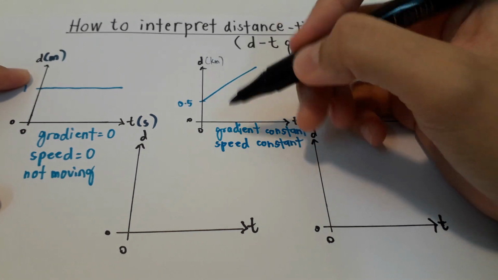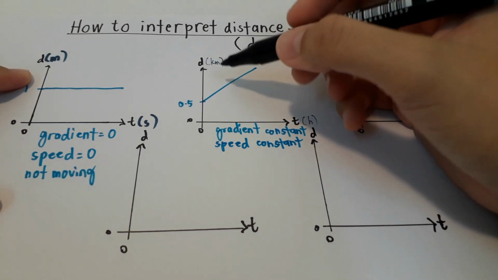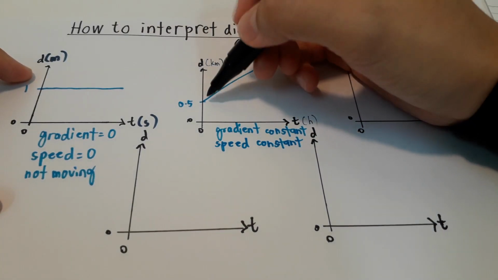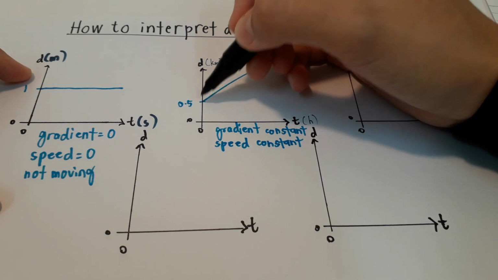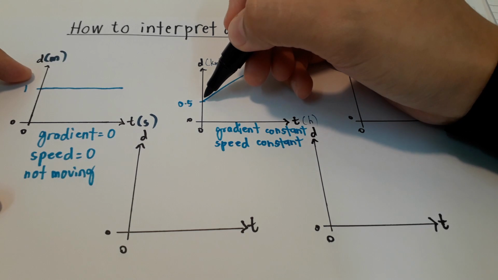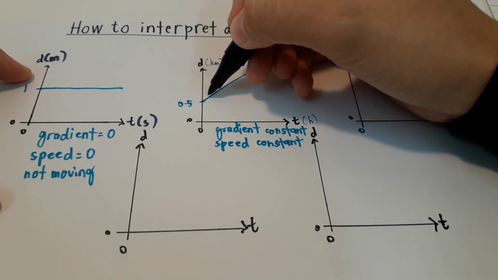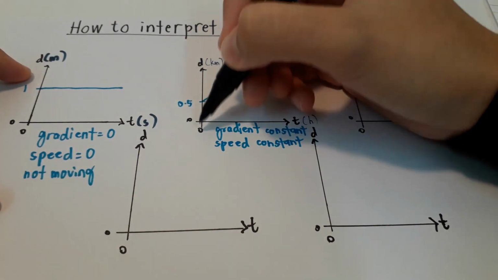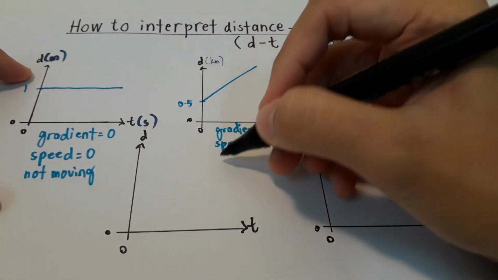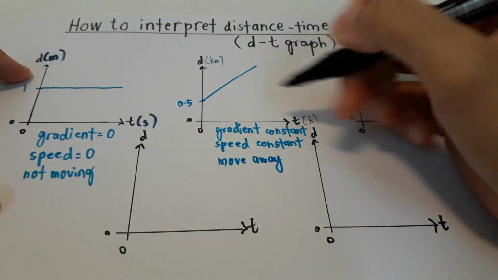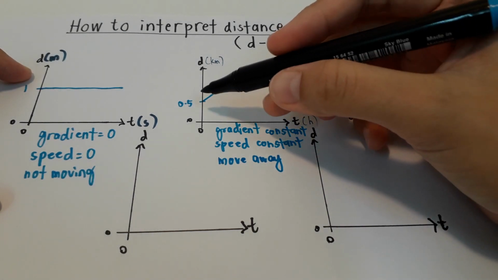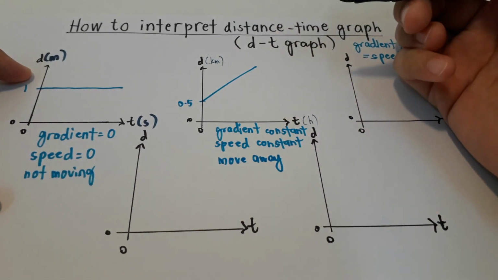What about the movement of the object? If you can see here, the object starts from 0.5 meter from the starting point, and it will move away from the starting point with constant speed.